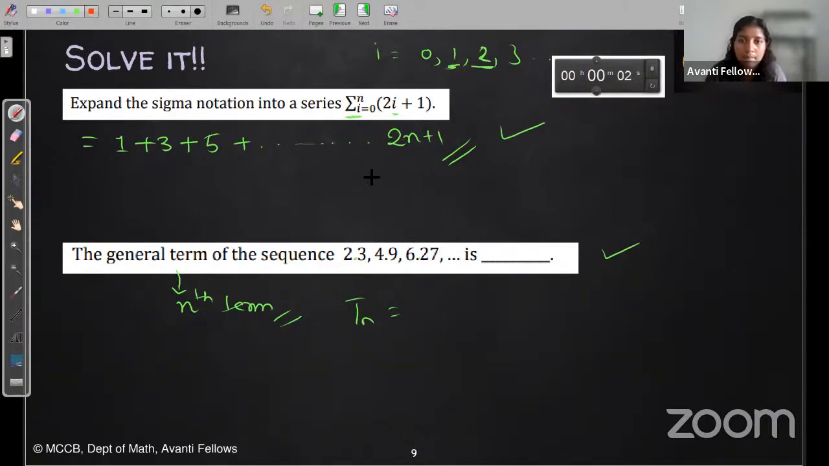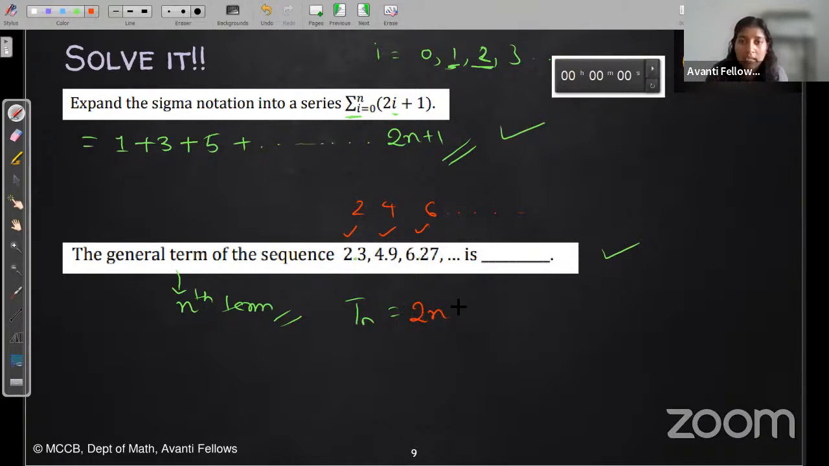Okay. Time is up. No issues. Just observe here. First, how it is varying. It is 2, 4, 6. How is it varying? It is an AP with a common difference of 2, right? Yes. 2, 4, 6, and so on. I can write it as 2 into n, correct? It is the terms of even numbers.